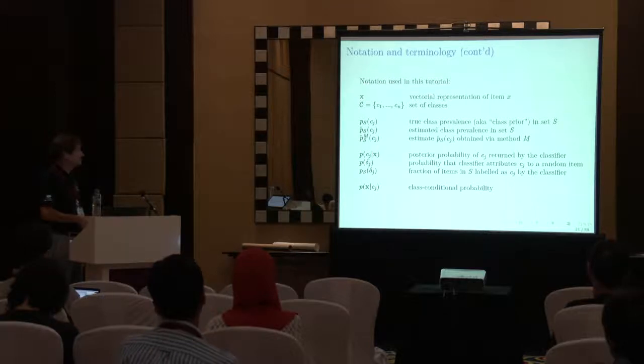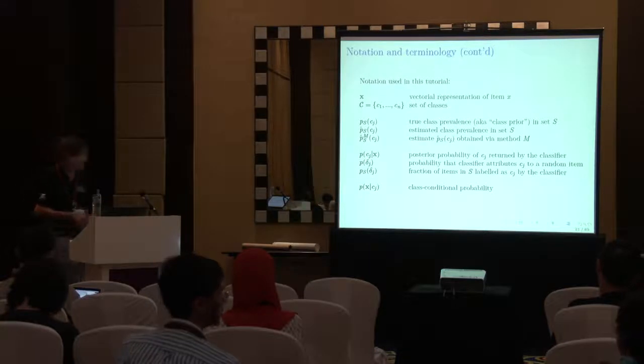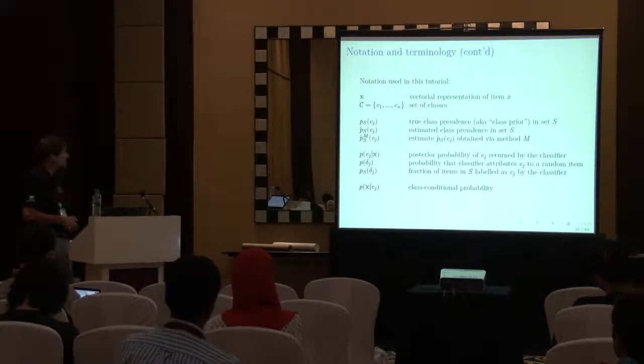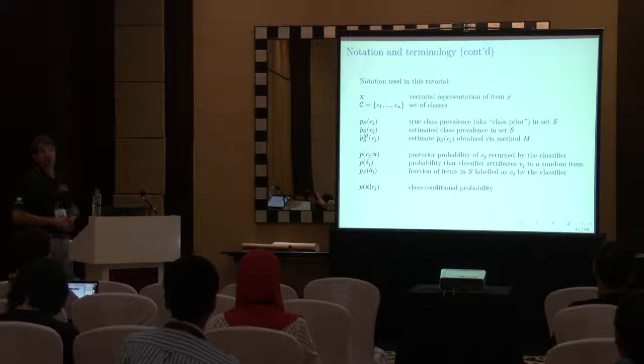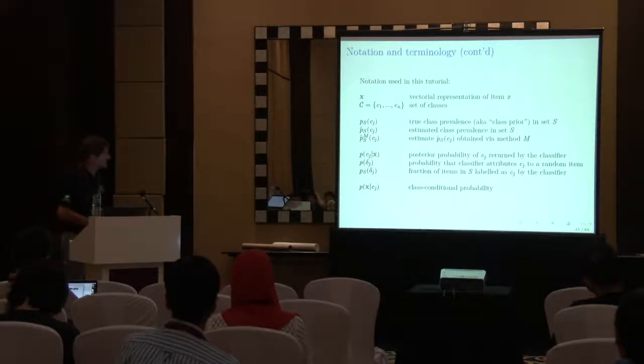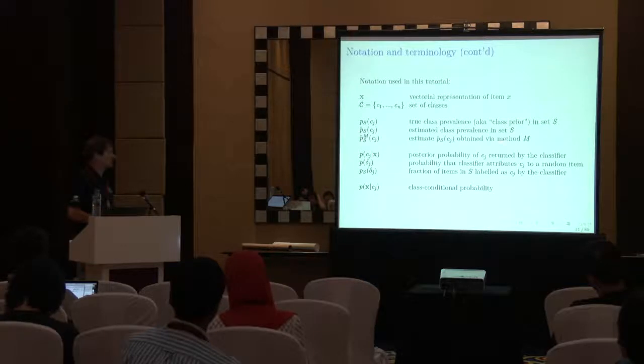So, we will have boldface X to represent the vector of features that represent a certain item. C represents a set of classes. And by P_S(c_j), we will represent the true class prior of class c_j in a set S, while by hat P_S(c_j), we will represent our estimation, the estimation of the class prevalence. Here, hat P with superscript M will represent the estimation that we obtain via method M.